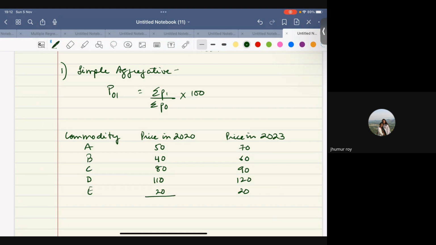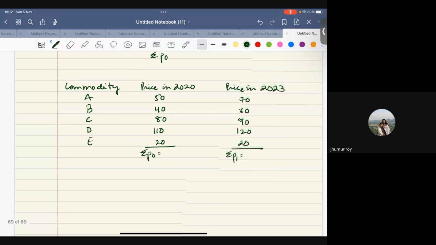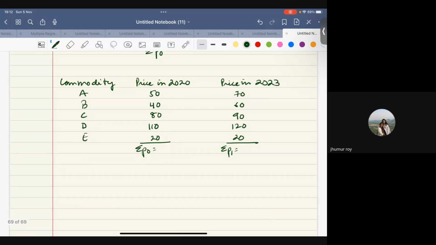Now, what do we find? First, we find sigma P0 and we add up and find out sigma P1. So summation of sigma P0 will come out to be, please immediately add and start giving me all the answers. Please give me the answer of both of them, P0 and P1. You can just write it in the chat box so that I know the answers. Let's see who's first in answering.